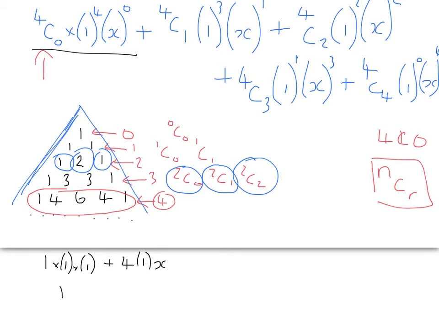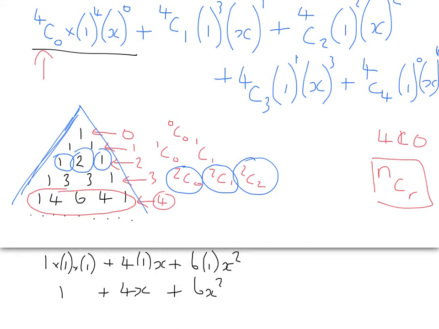So that's x. So I've got 4x. The next value along, 4C2, you type it in your calculator, you will see that you get 6. So my next value is 6 multiplied by 1 squared, which is 1, multiplied by x squared. So my next value is 6x squared.